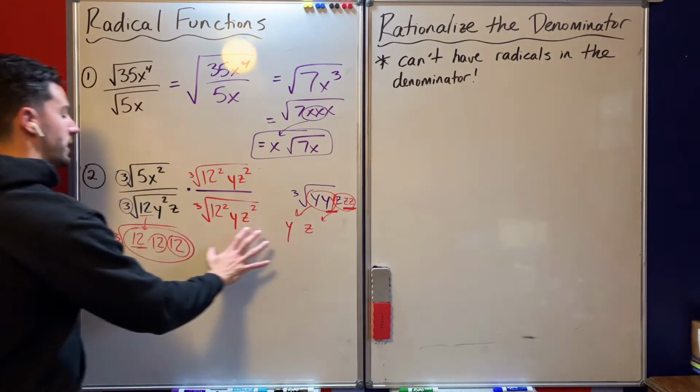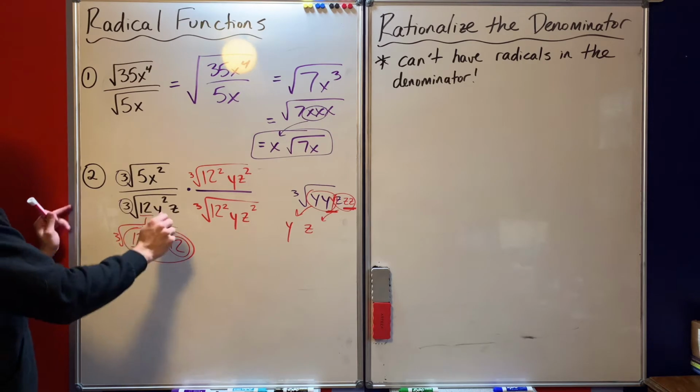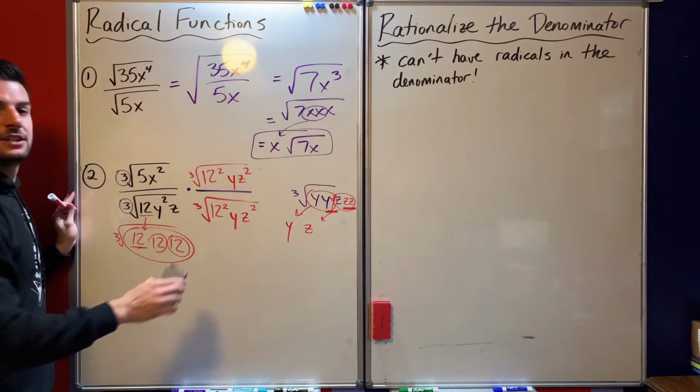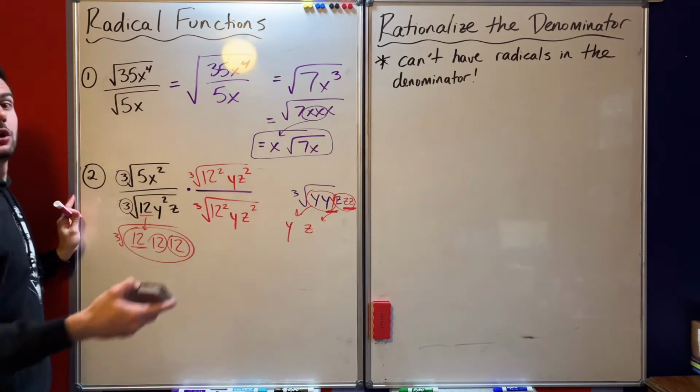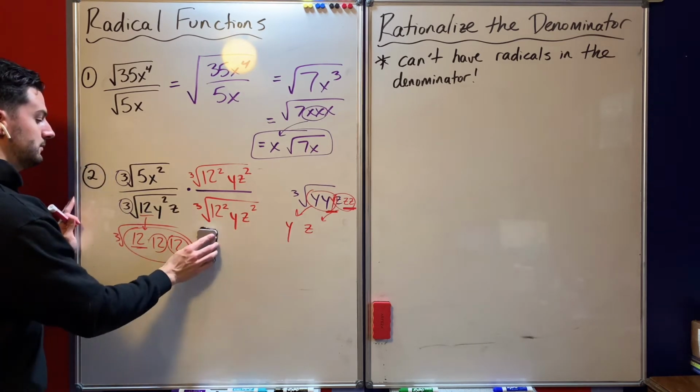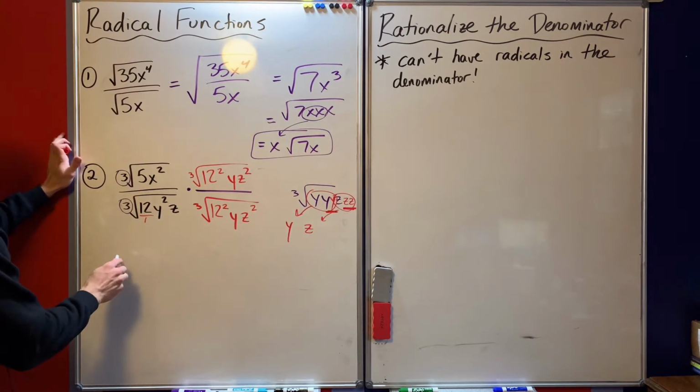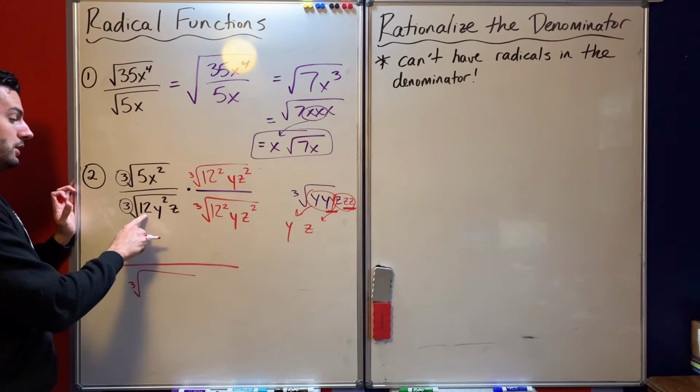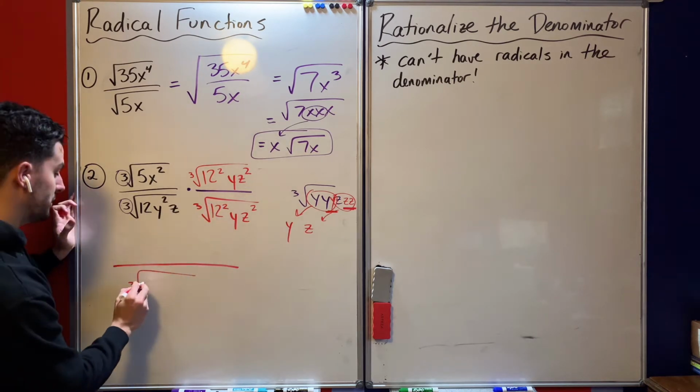I begin with figuring out how many of each term in here I need to multiply by to make it a group of 3, or a group of whatever the index is. And now let's multiply those, okay? So I'm going to get a big fraction. The bottom is going to result in 12 times 12 squared, which would be 12 cubed.